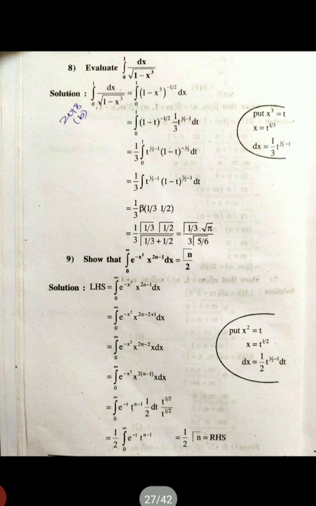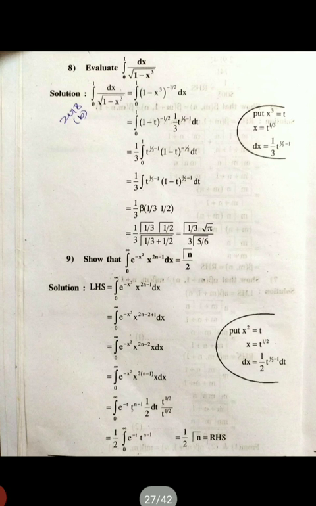Evaluate the integration from 0 to 1 of dx divided by square root of 1 minus x cube. See here, what is the integration limit? 0 to 1. Then understand that it must be a beta function. If the integration limit is 0 to infinity, that must be a gamma function. Okay, once again I will explain. If the integration limit is 0 to 1, then it must be applying beta function. If the integration limit is in the form of 0 to infinity, infinite form, then that must be a gamma function. Okay, let's see some examples.